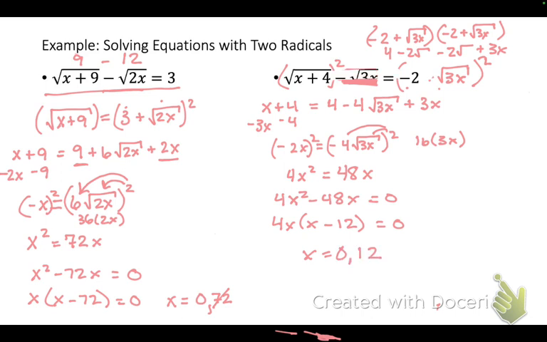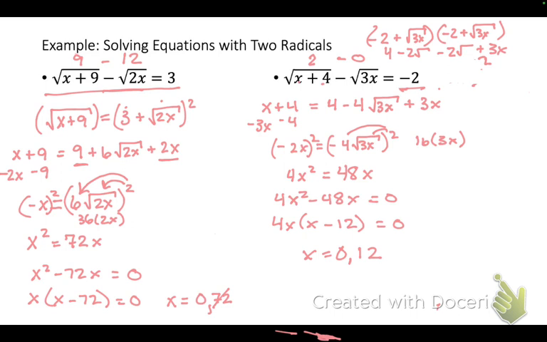Do you want to put it back into the original? Anytime it's equal to just a -2, that's the easiest place to put it, right? Because you're just doing it one side. Okay, 0. Well, 0 plus 4 is 4. Square root of 4 is 2. Minus 0 is 0. Is it negative 2?